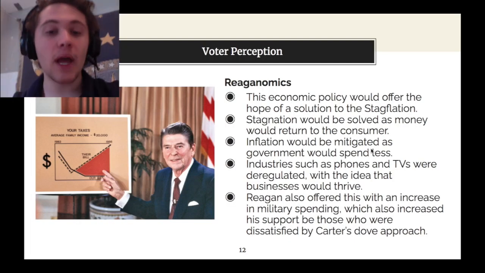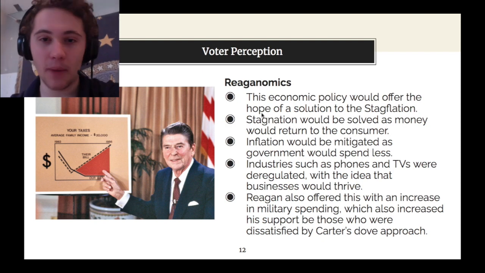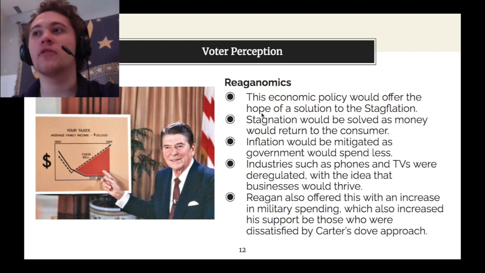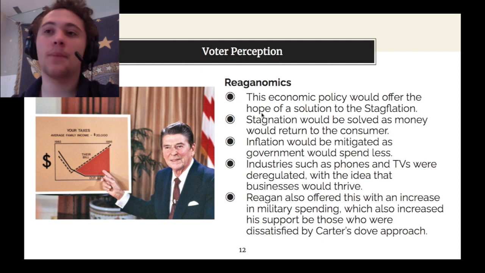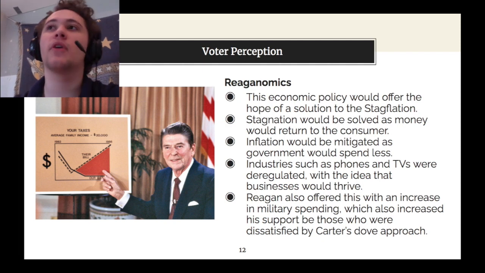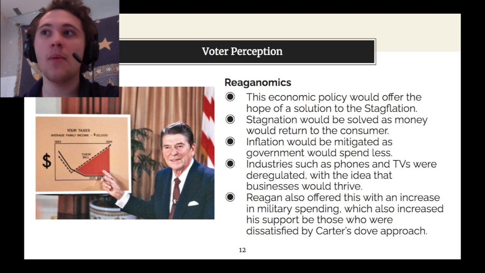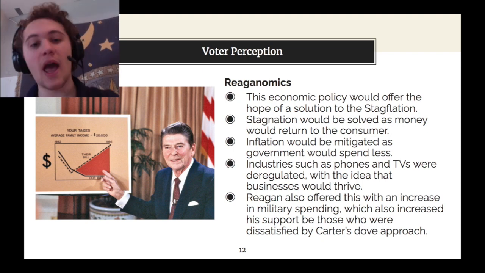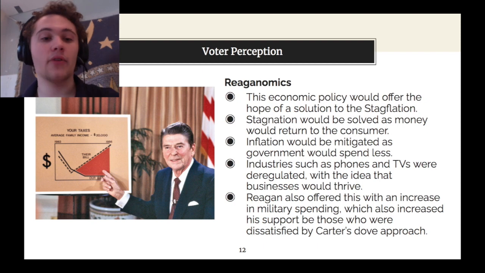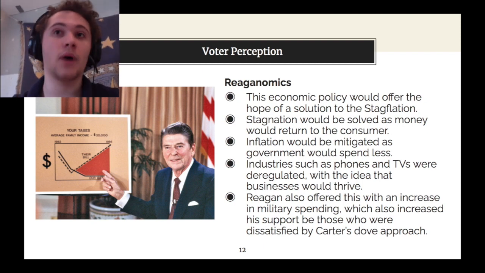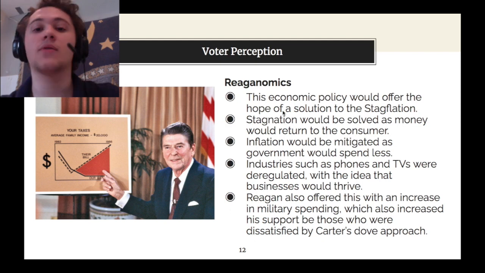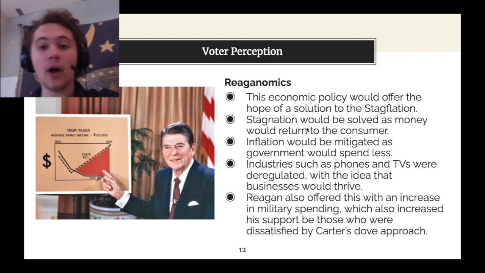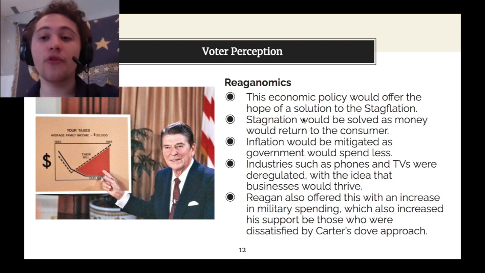And so we also have to talk about voter perception. So economic policy isn't only about a president's approach to economics between him and his advisors, him and other politicians. Because of democracy, a president has to have his economic policy and any other domestic or foreign policy appeal to the people, and that's what happens. This economic policy offered hope. It offered a solution to stagflation, because previously Jimmy Carter wasn't offering a direct solution.